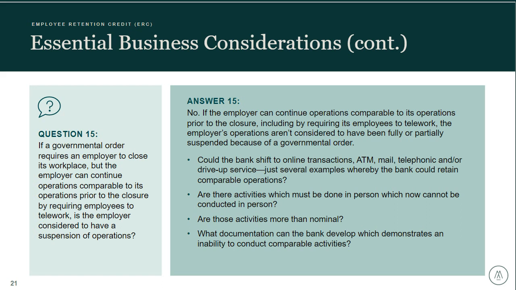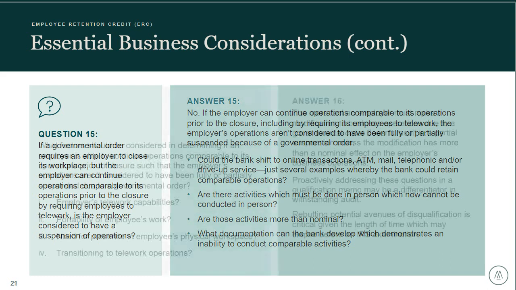And again, I think this last bullet point, what documentation can the bank develop which demonstrates an inability to conduct comparable activities, is important. On the one hand, you can qualify yourself, but you want to be prepared should that IRS examination come, to be able to address the counterarguments as well. So with that, we will move on to question 16.